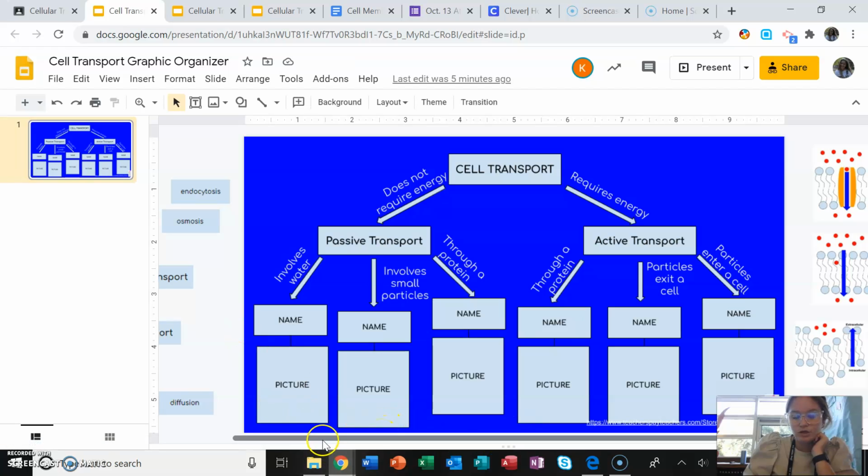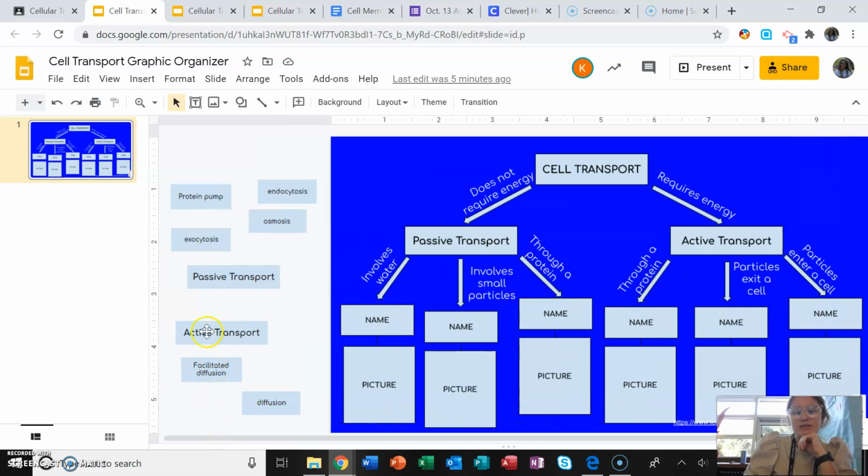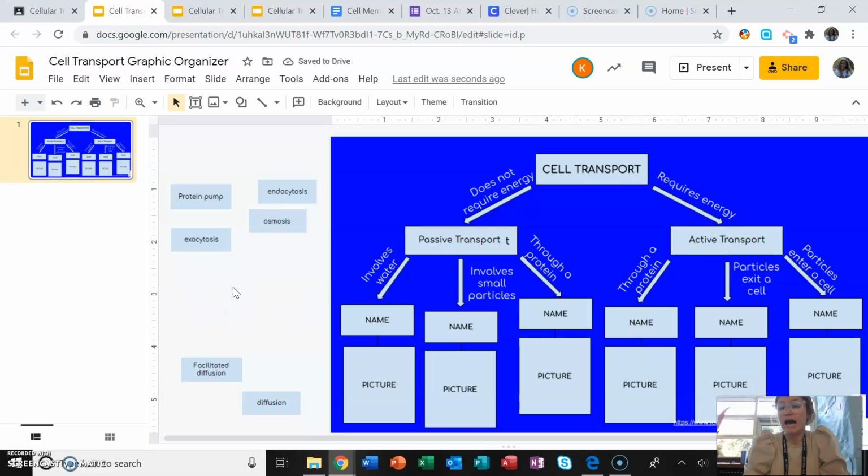Awesome. So I'm going to start with the terms as opposed to the images. I would have highly recommended that. We already have passive transport identified, so we really don't need these terms too much. But just to recap, active transport does require energy while passive transport does not. And that is the main difference between the two categories of cell transport.